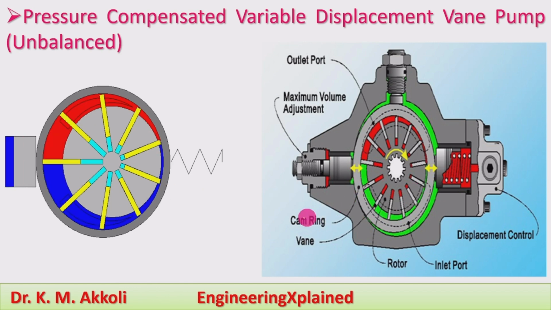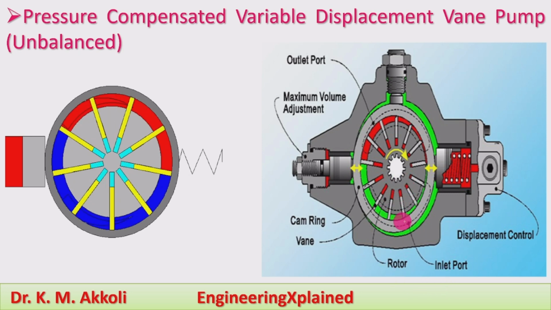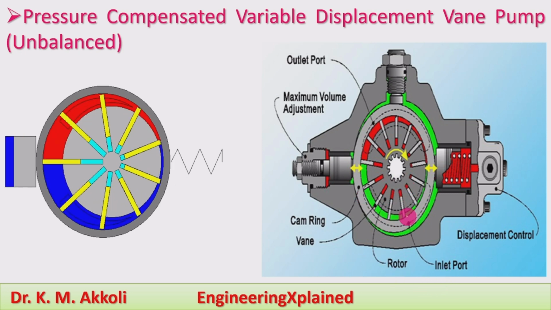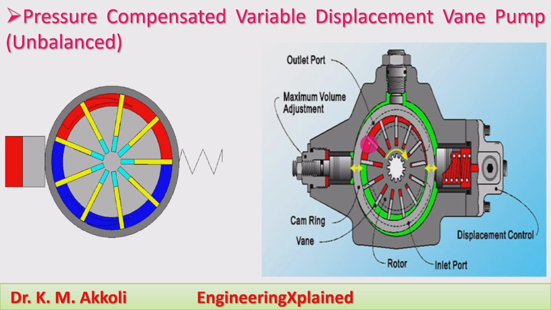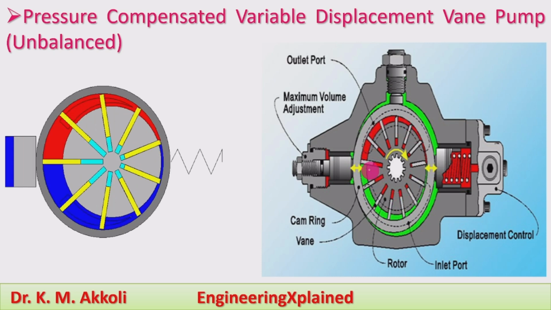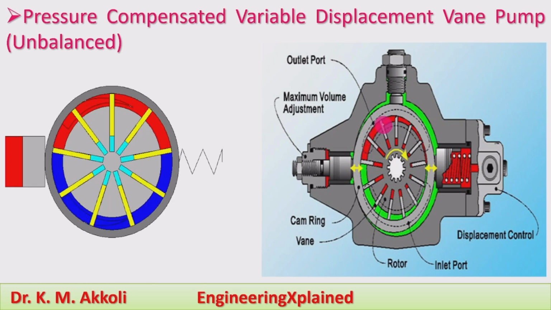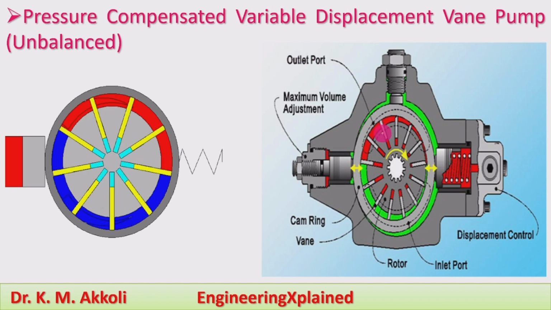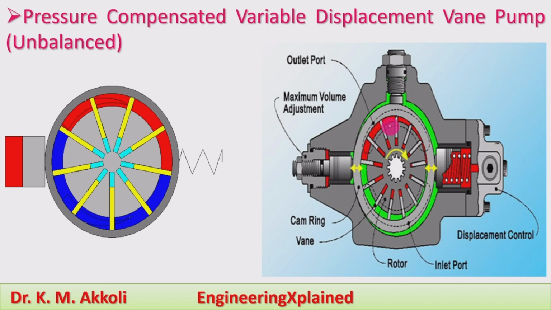Inside it will be the cam ring, the vanes are there, and the rotor will be there, and here will be the inlet port. At this position the inlet of the fluid is taking place, and that is carried around during its rotation, and it will reach this position of maximum volume, and here the outlet port will be there, and at the outlet port it will be discharging due to the decrease in the volume.